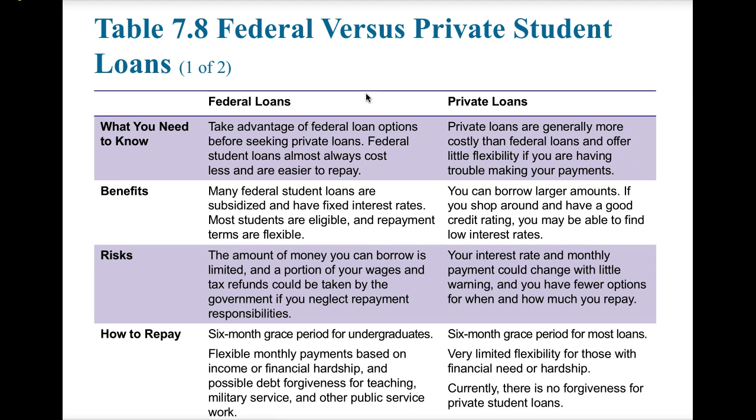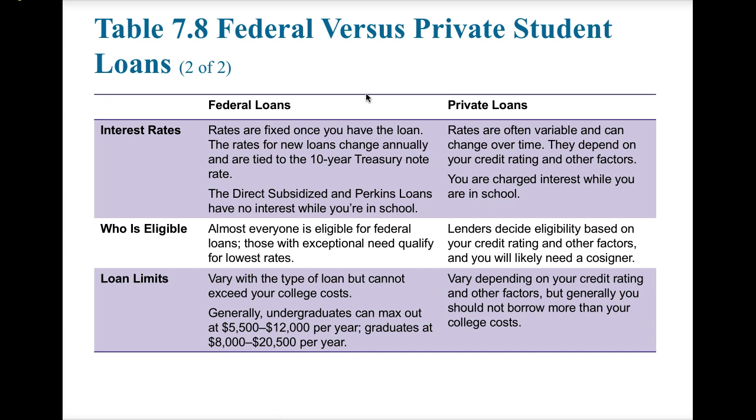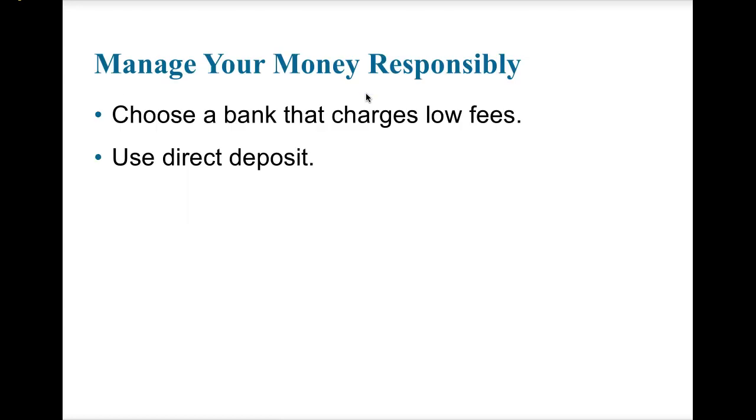So here's a quick chart. Just look at what you need to know, the difference between the federal and the private loans, the benefits, the risks, and how to repay. So this is a good chart to refresh if you're taking a combination of federal or private loans. Interest rates are probably the biggest thing. The interest rates are much higher in the private loans, and hopefully you don't have to dig too deep in those private loans when you're going to school.